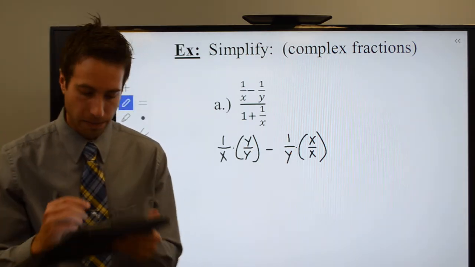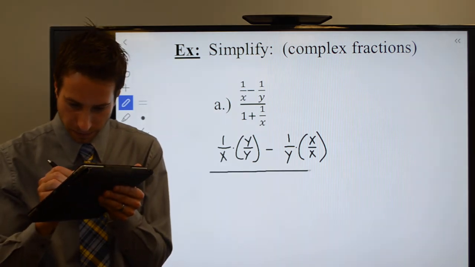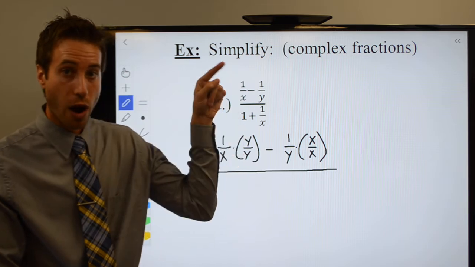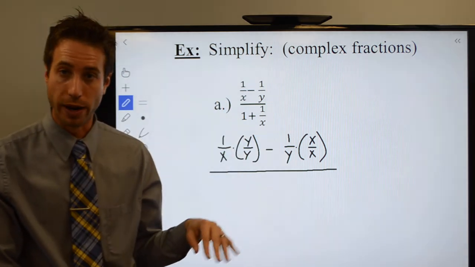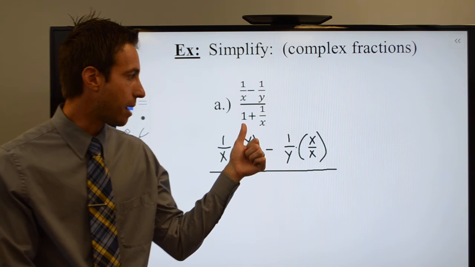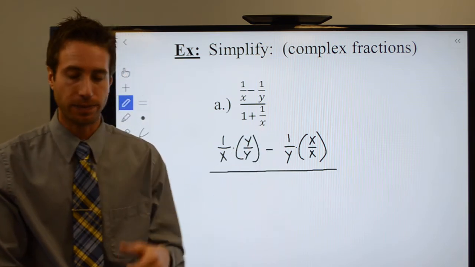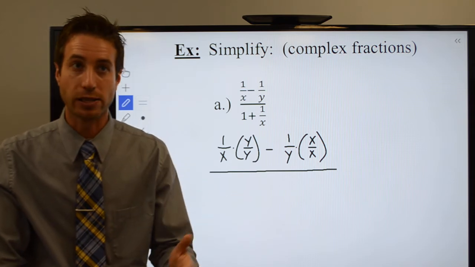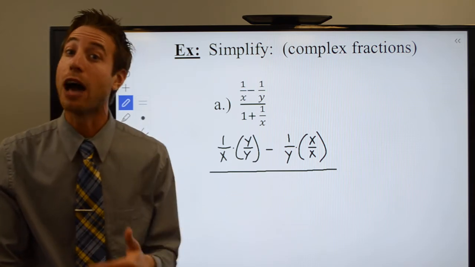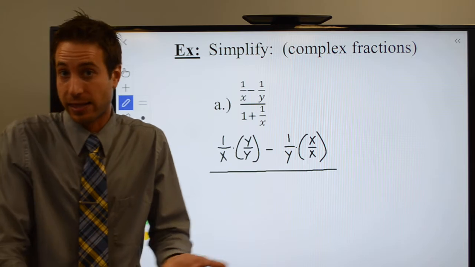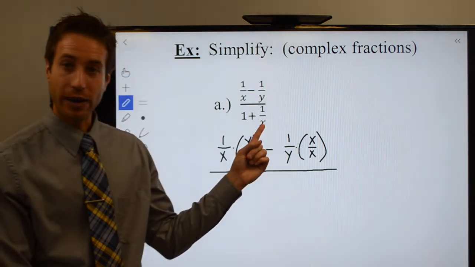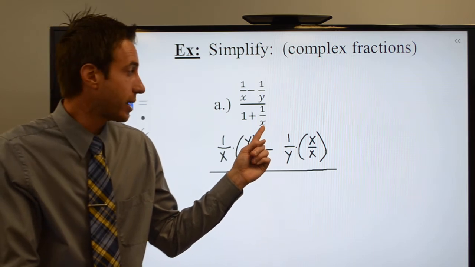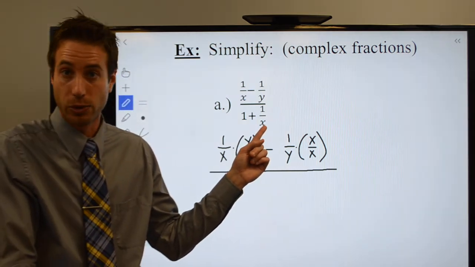In the bottom, this 1 can be thought of as 1 over 1. Well, what is the LCM of 1 and x? Well, 1 is prime, x is just an x, 1 times x is x. So the LCM is x. This guy already has an x, so I don't have to do anything to it. He already has my LCM, which is x.